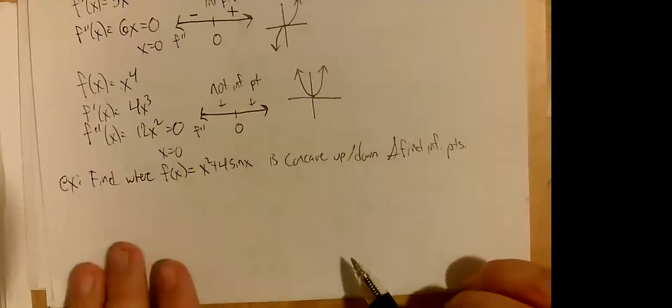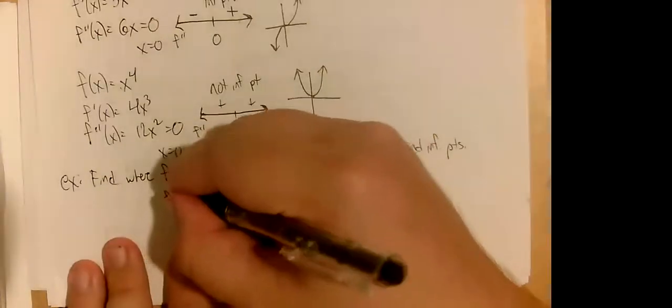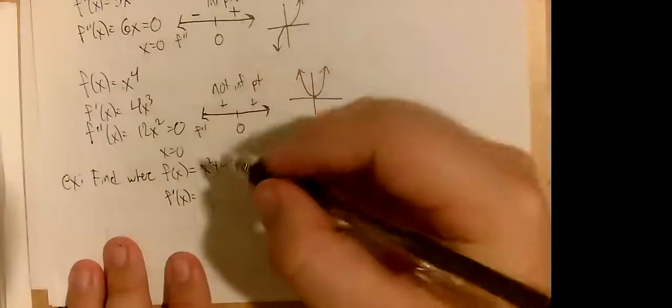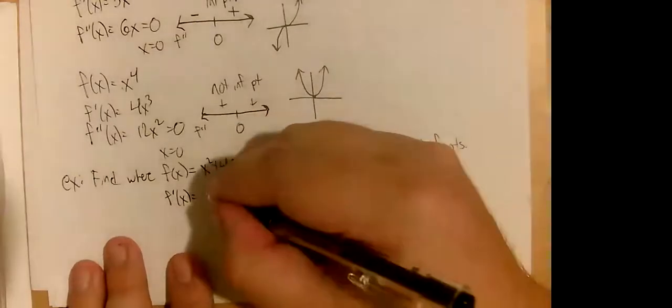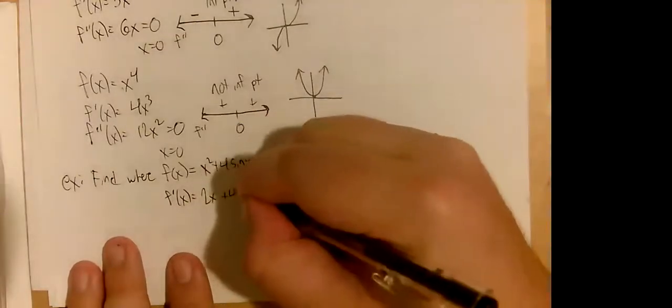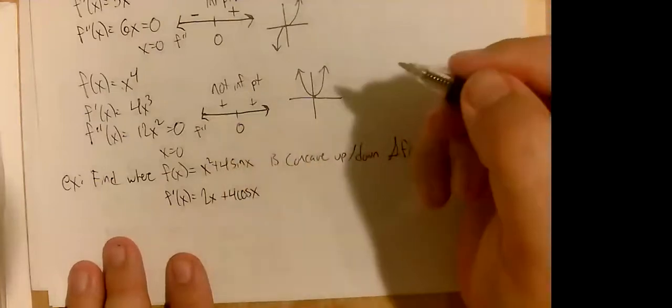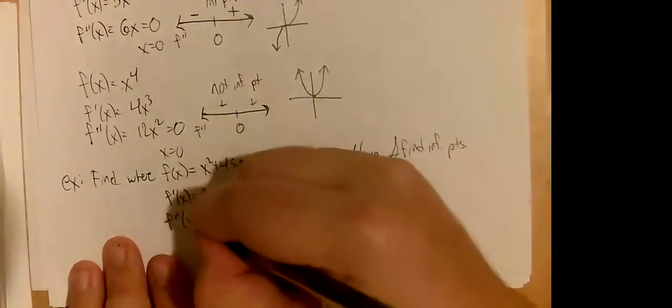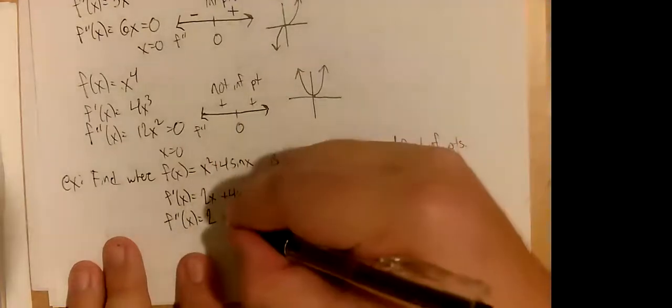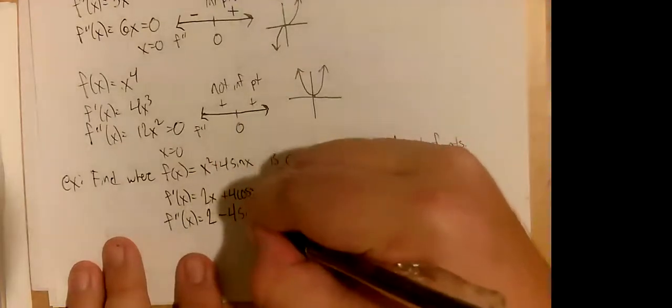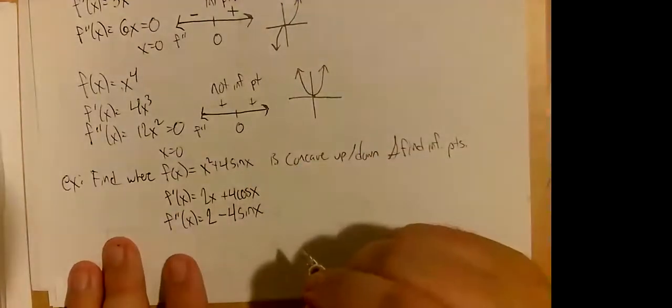All right, well, concavity and inflection points all have to do with the second derivative, so we certainly need to find that. We do f prime here. We have 2x plus 4 cosine of x. And then with f double prime, we take the derivative again, and we have 2 minus 4 sine of x.